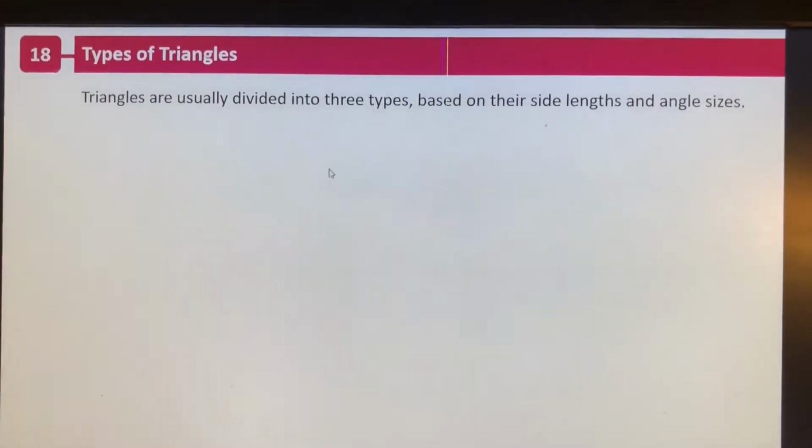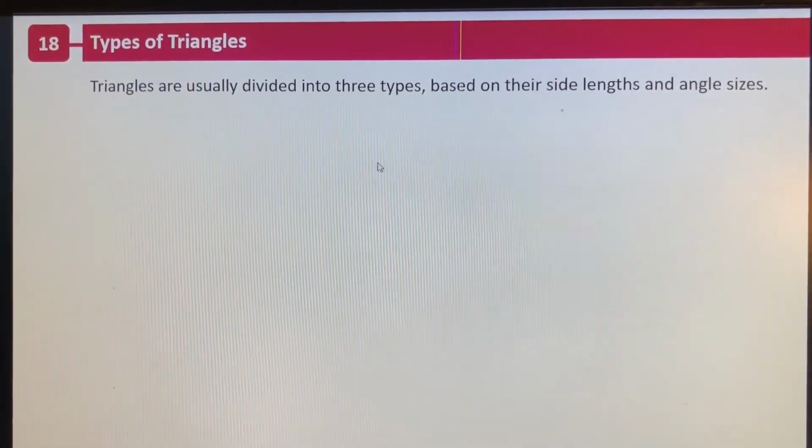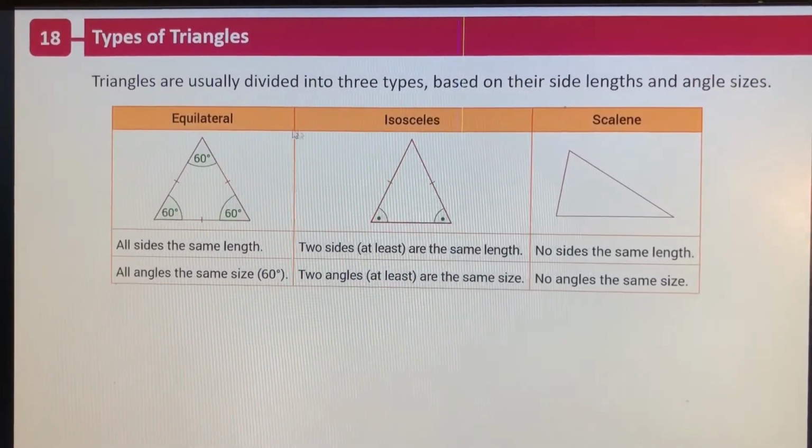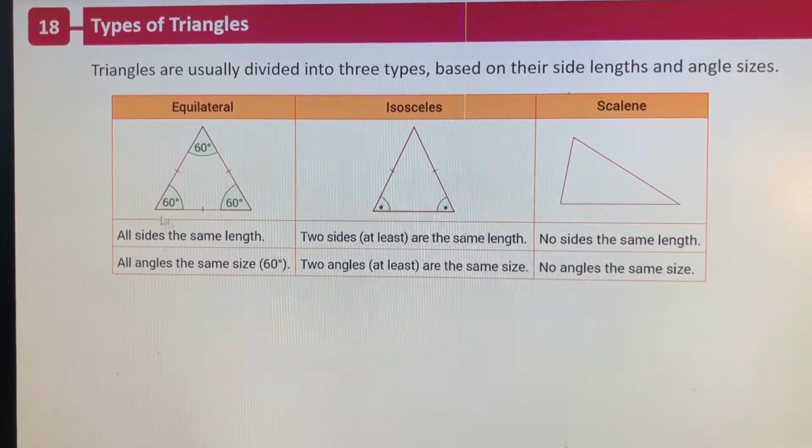Okay, so we've established that there are three types of triangles based on their side lengths and their angle sizes. And here they are then, just to recap. So we just talked about the equilateral.